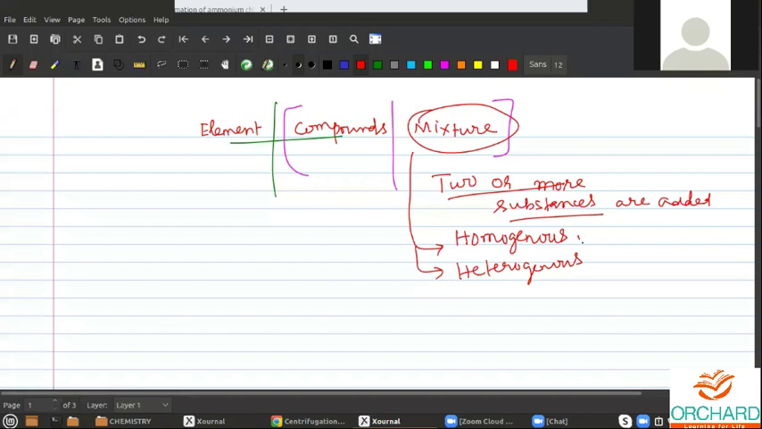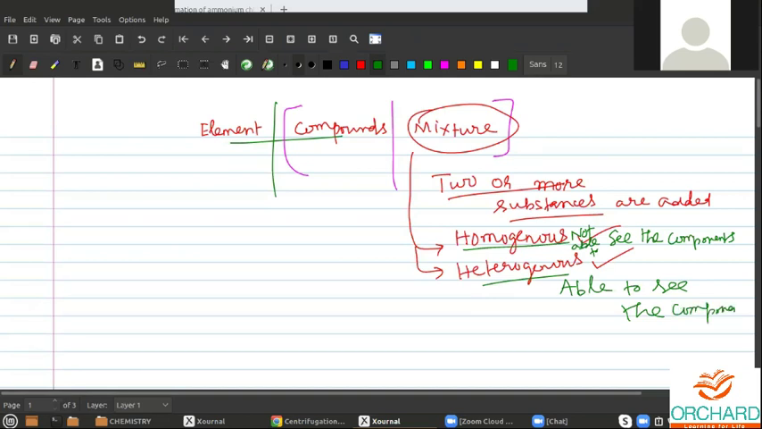So what do you mean by homogeneous? What do you mean by heterogeneous? Simple. If you are not able to see the components, then it is called a homogeneous mixture. The mixture is having uniform concentration throughout. What do you mean by heterogeneous mixture? If you are able to see the components.